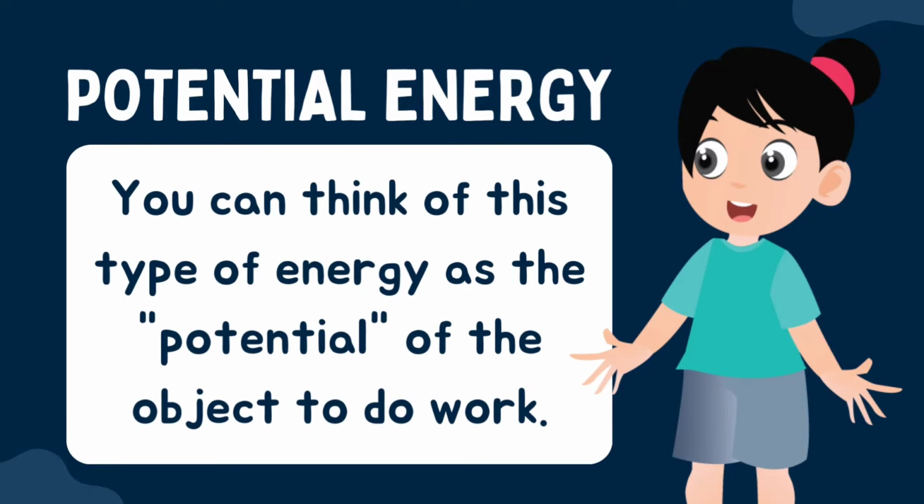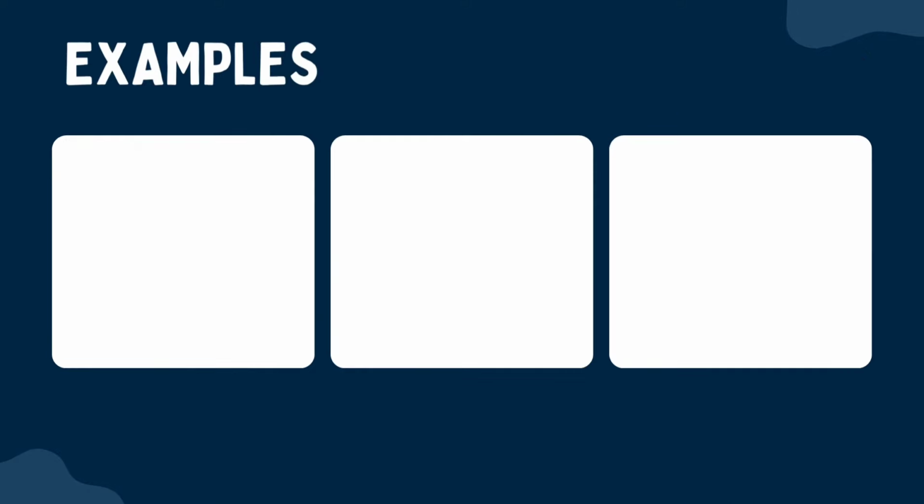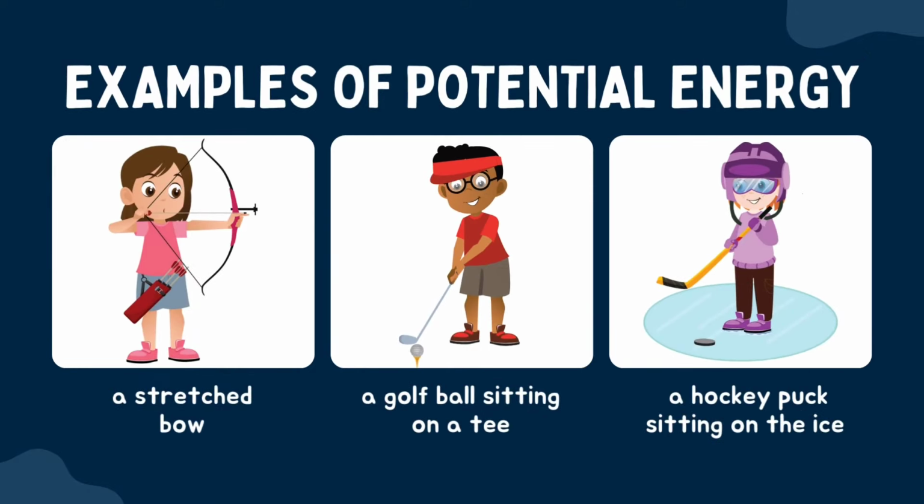When we say potential, you can think of this type of energy as the potential of the object to do work. Let me give you some examples of potential energy. A stretched bow, for example, has potential or stored energy. A golf ball sitting on a tee, and a hockey puck sitting on the ice.